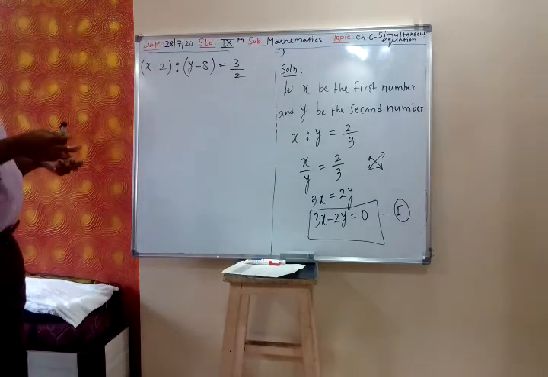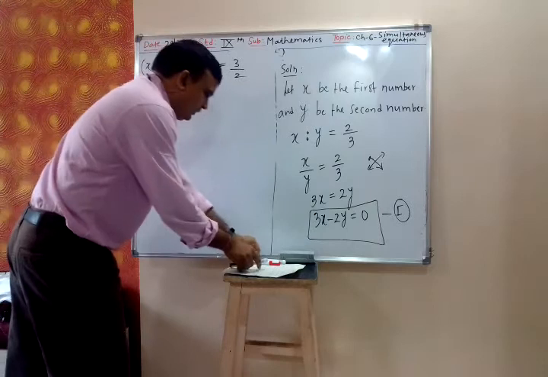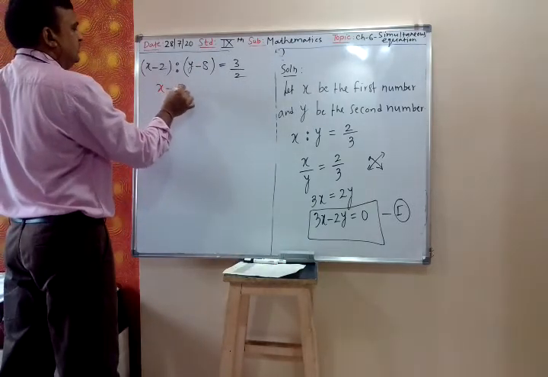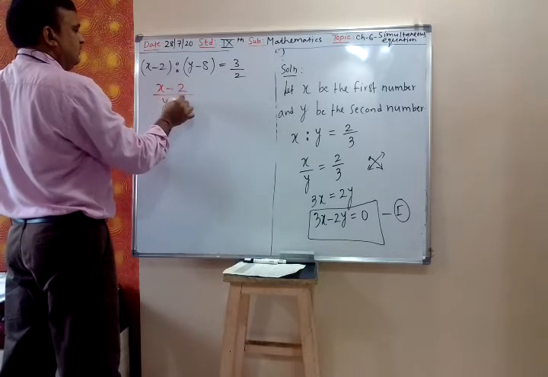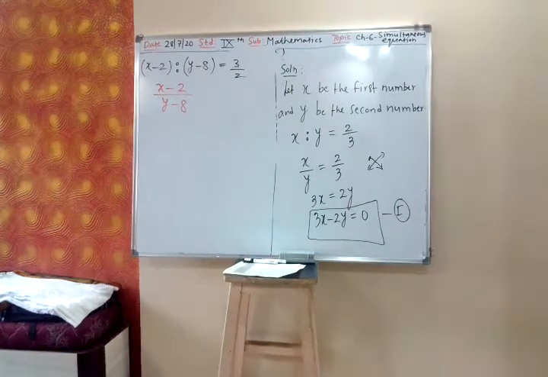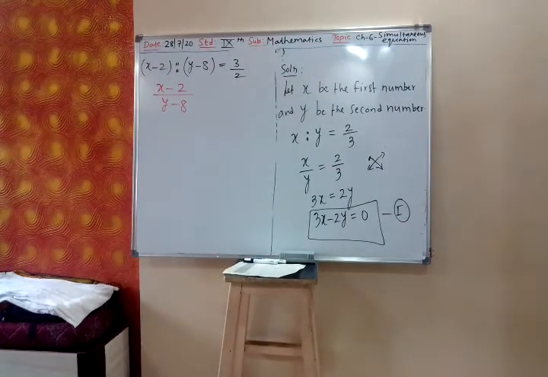1 minute, wait, have patience. Yes. So x by 1 minute, x minus 2 upon... now it is clear, right? X minus 2... no, it is very much clear.